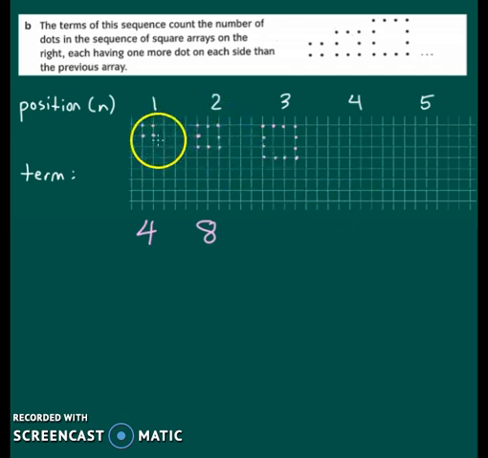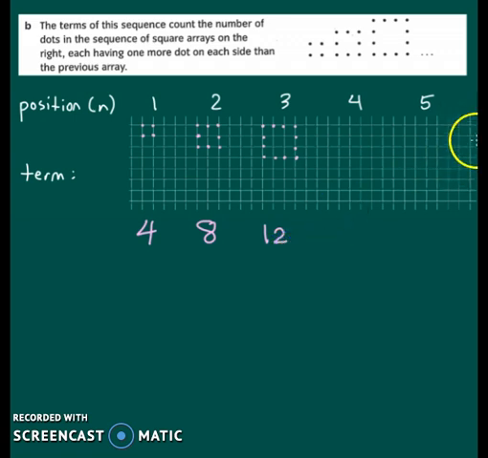For the first term, each side of this little square had 2 dots. For the second term, it was 3 dots on each side. For the third term, there are 4. So let's count. 1, 2, 3, 4, 5, 6, 7, 8, 9, 10, 11, 12.